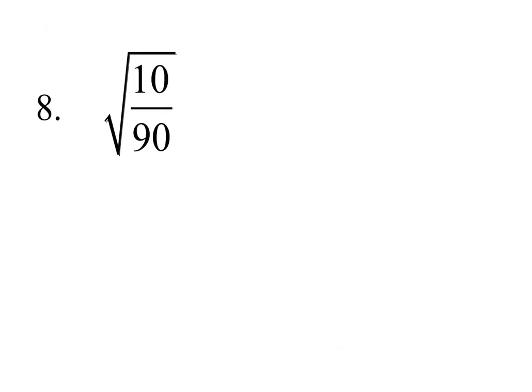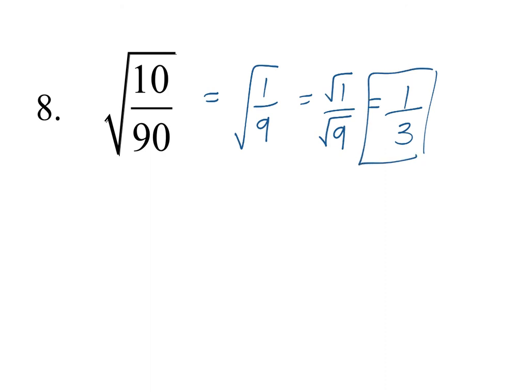On number 8, the square root of 10 over 90, this would be best if we simplified that fraction first. 10 divided by 90 is 1 over 9 if you simplify that fraction. And then we can say, okay, well, that's the square root of 1 divided by the square root of 9. And the square root of 1 is 1, and the square root of 9 is 3.